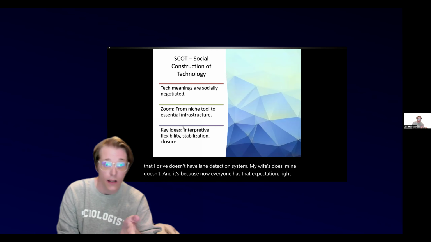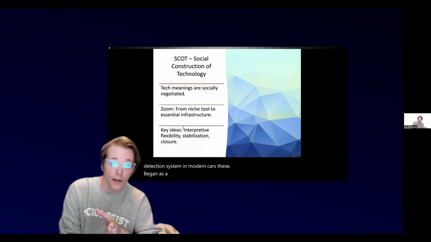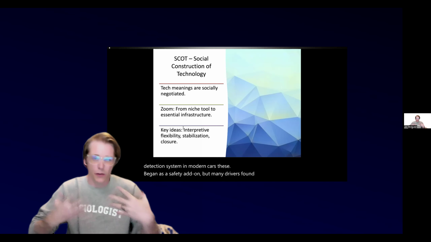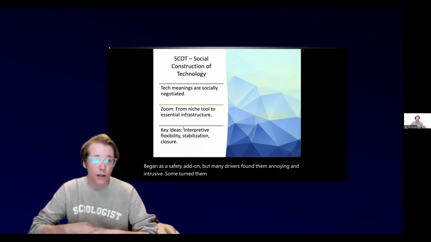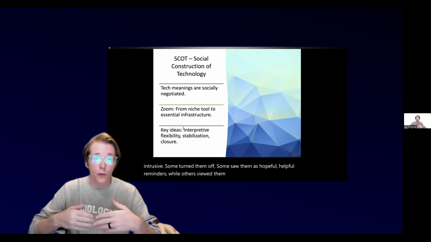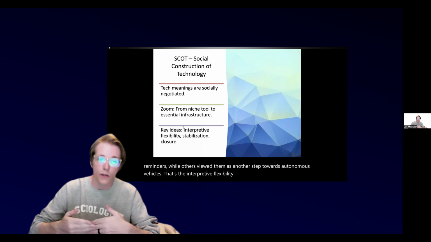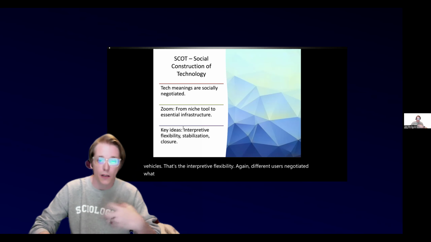So we take that lane detection system in modern cars. These features began as a safety add-on, but many drivers found them annoying and intrusive. Some turned them off. Some saw them as helpful reminders, while others viewed them as another step towards autonomous vehicles. That's the interpretive flexibility again. Different users negotiated what that technology meant to them.